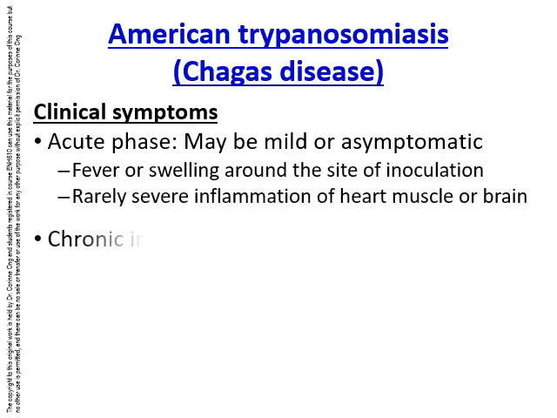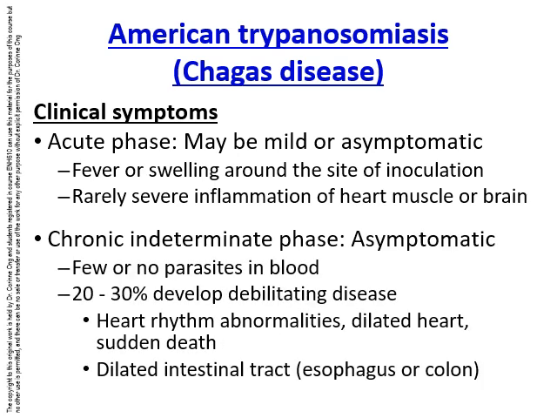Now let's look at the other type of trypanosomiasis. American trypanosomiasis, or Chagas disease, starts off as an acute illness with fever and swelling around the site of inoculation. Some cases may only have mild symptoms or be asymptomatic, whereas a rare number may experience severe inflammation of the heart muscle or brain. This acute phase is then followed by a chronic phase, which is generally asymptomatic, and there are few or no parasites present in blood. In about a quarter of the cases, debilitating disease can occur with heart rhythm abnormalities, dilated hearts, and sudden death, or dilated intestinal tracts, resulting in digestive problems.